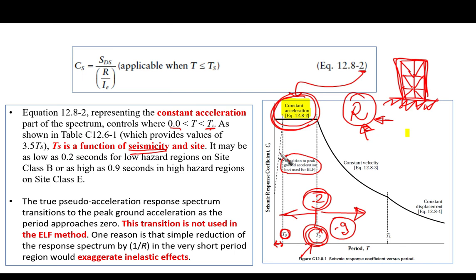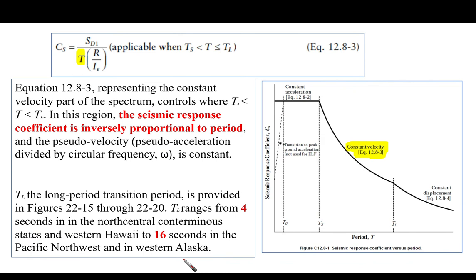The true pseudo acceleration response spectrum transitions to the peak ground acceleration as the period approaches zero, which is this part. This transition is not used in the ELF method. One reason is that simple reduction of the response spectrum by 1 over R, which we commonly use, in the very short period region, which means very stiff structures, would exaggerate inelastic effects. That's right, because the structure is very stiff. Maybe it will go inelastic, yes, but it will be exaggerated if we use the R. Okay, now let's go to the next, which is equation 3.